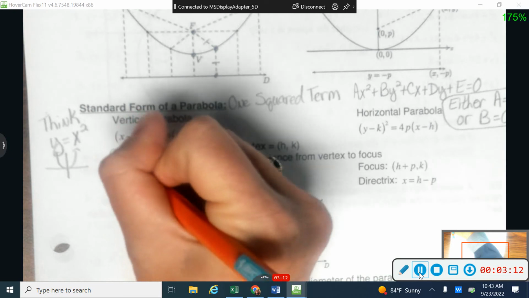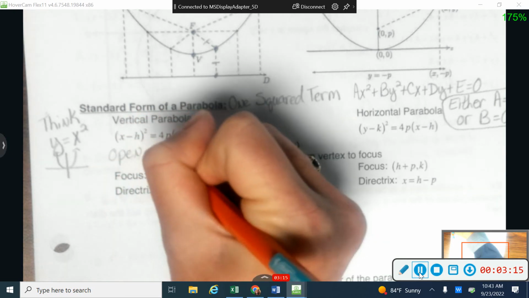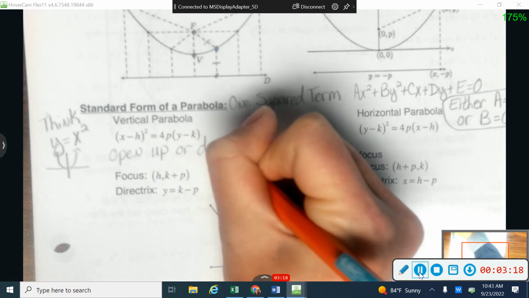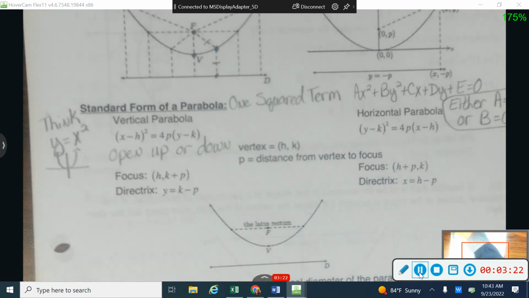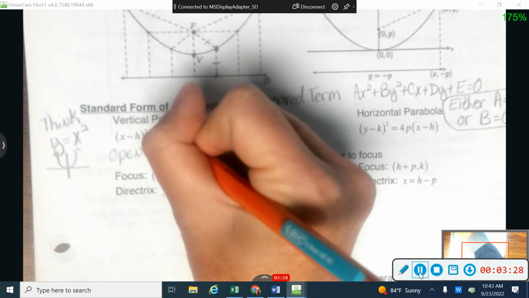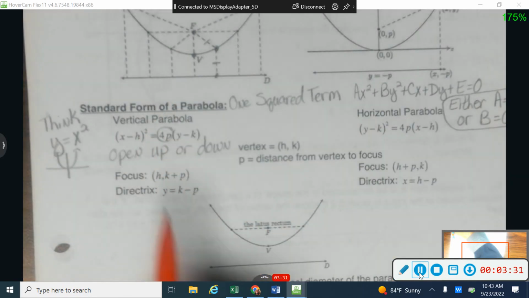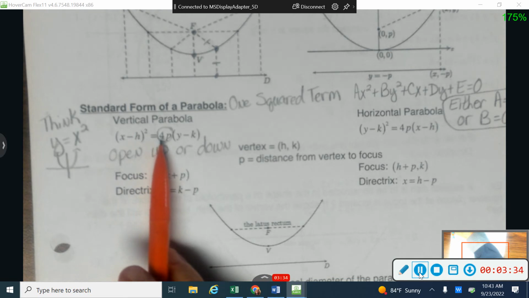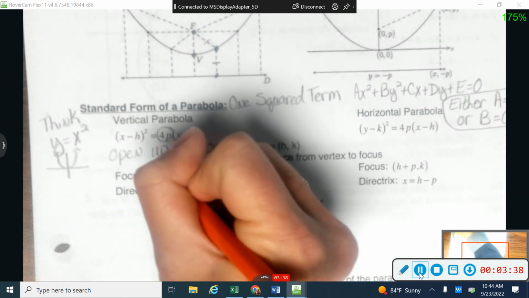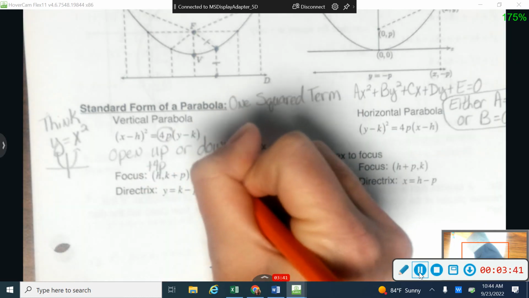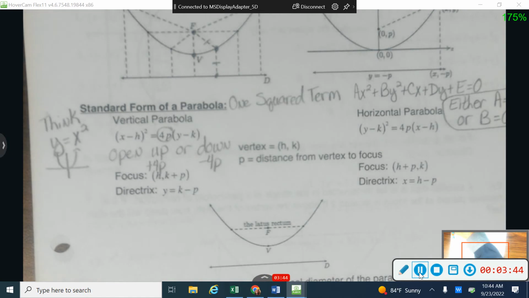So if x is squared, you're either going to open up or down. And here's how you know which one. I'm going to look at the number that is in front of y over here, which they're going to call 4p. And if 4p is positive, you're going to open up. And if 4p is negative, you're going to open down. You may have done this with conic sections. Okay. All right, let's go horizontal.